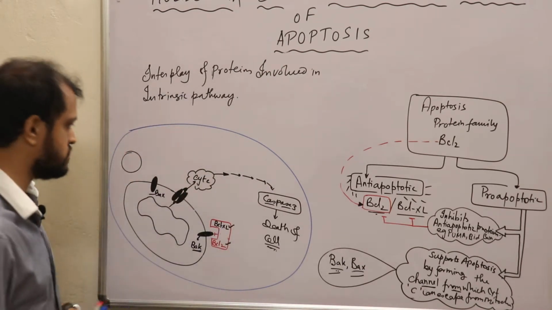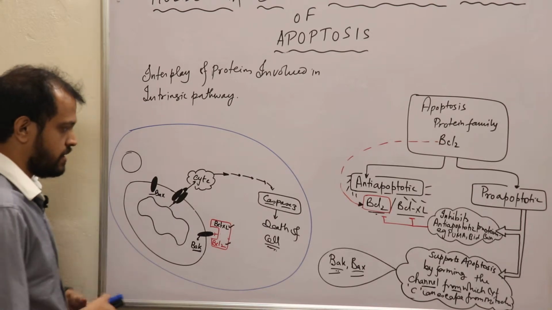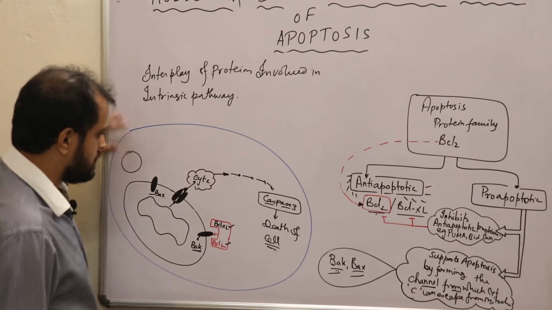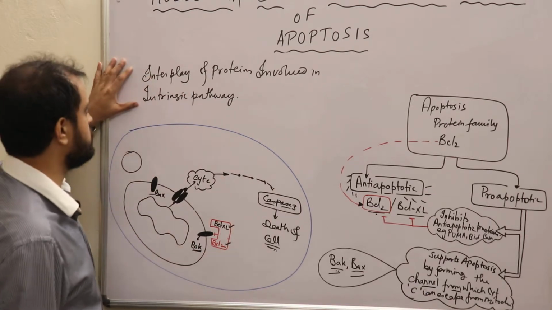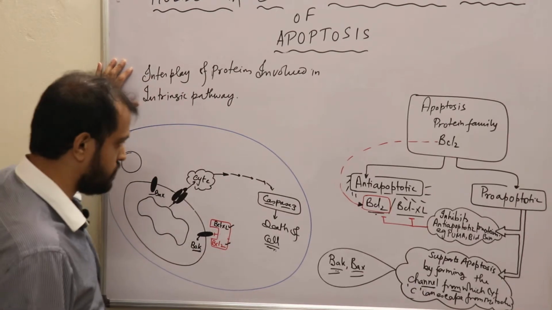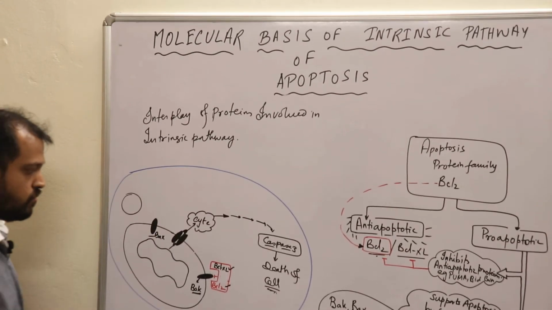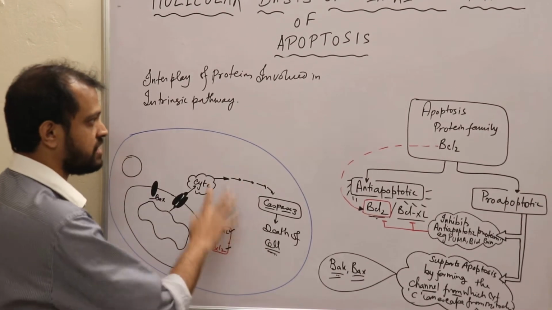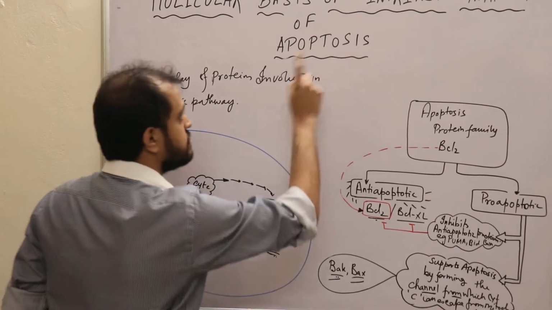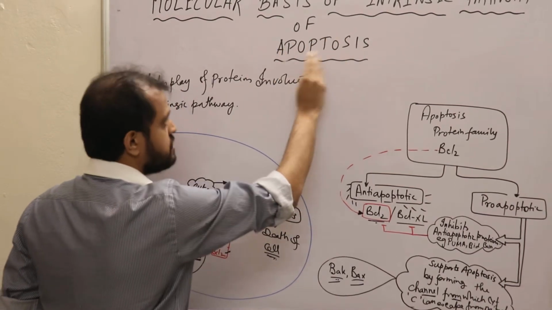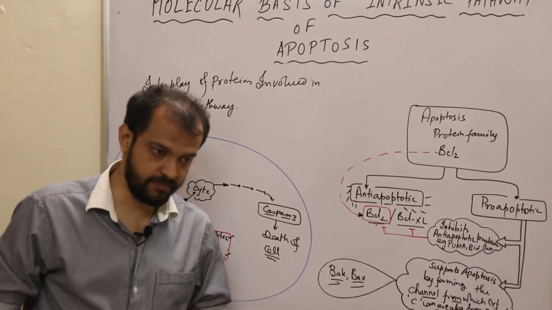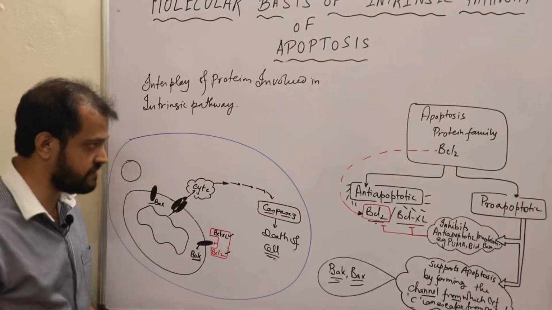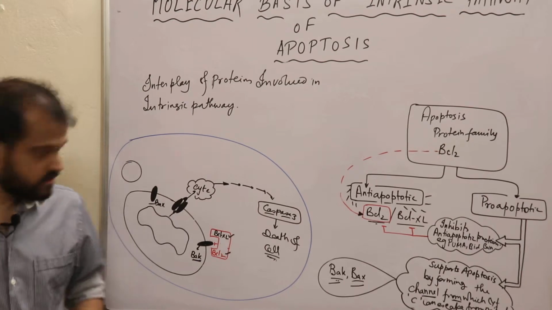Now listen with all your attention again. So this is the basic thing about the protein interplay. Now we'll discuss in great detail the actual intrinsic pathway of apoptosis. Then we will talk about the examples in C. elegans specifically.